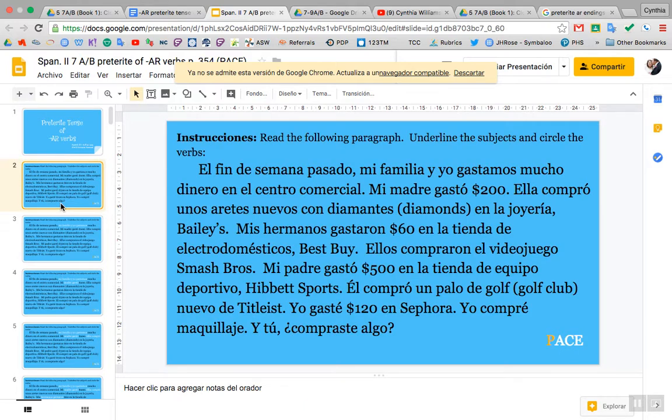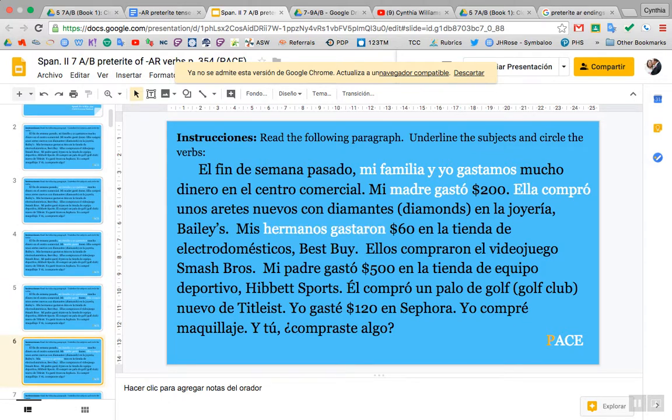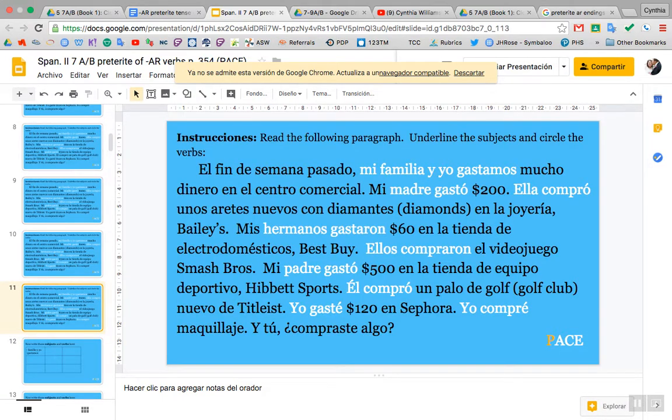So if we take a look, we should have mi familia y yo gastamos, mi madre gastó, ella compró, mis hermanos gastaron, ellos compraron, mi padre gastó, él compró, yo gasté, yo compré, and we should also have tú compraste.